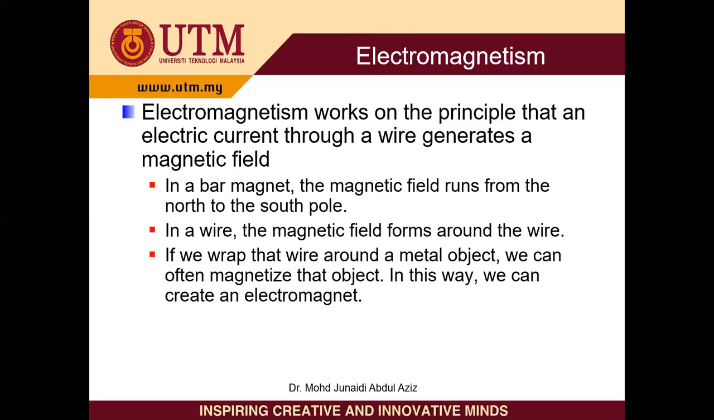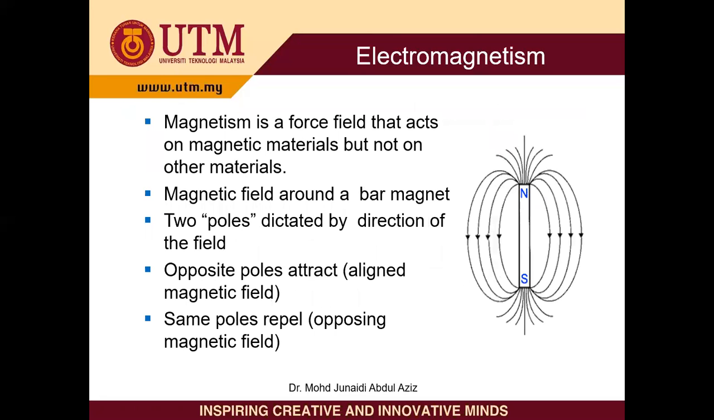So that is electromagnetic, meaning that we use electrical energy to produce a magnet. That is what we call an electromagnet. There is a difference between an electromagnet and a magnet, because as you can see, this is the magnet. Magnetism is a force field that acts on magnetic material but not on other material.